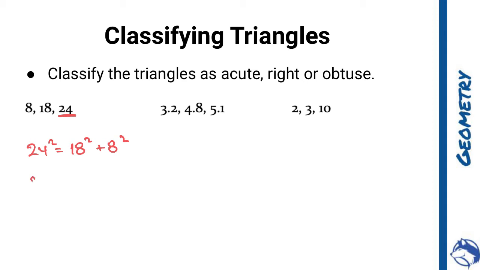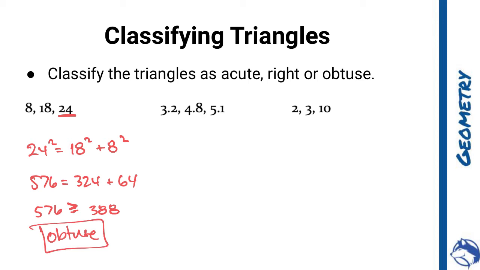24 squared is 576. 18 squared is 324, and 8 squared is 64. So if I add those together, I'm going to get 576 compared to 388. Well, that's not equal. It's greater than that 388, so this one has to be obtuse.